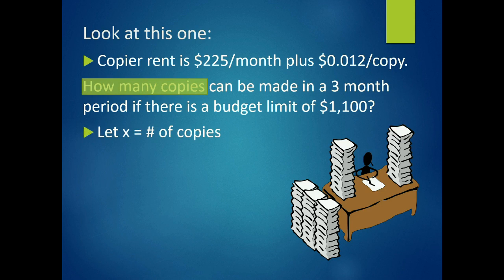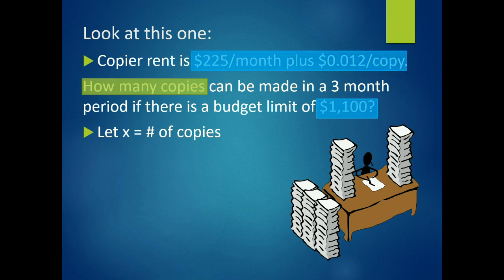We want to pull together the information that's given to generate our equation. And in this particular problem, there's quite a bit of information. We know that the sum of this copying bill has to equal $1,100. The bill is generated from the $225 flat fee per month plus that charge per copy. The other detail here is that this budget is for a 3-month period.